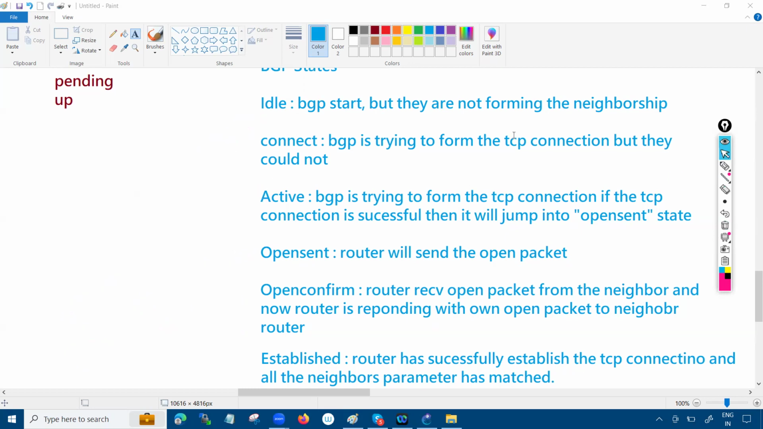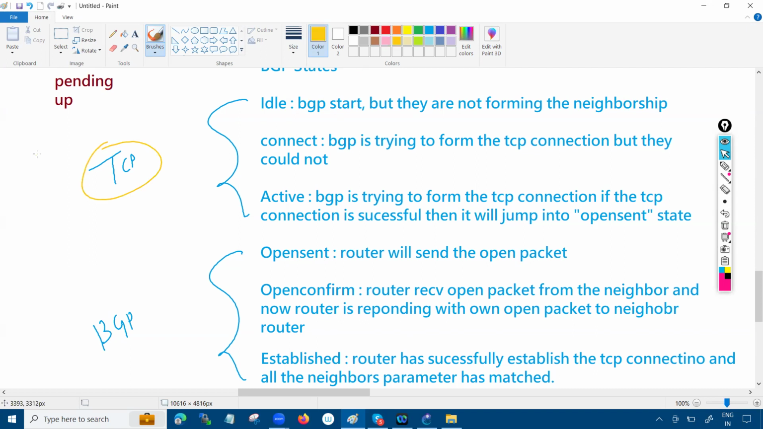So basically, these three states represent the TCP connection, and these three states represent the BGP connection, just to make it easy to understand. If you see your router in the idle, connect or active state, in that case you have a TCP issue. TCP issue means what? Check your reachability.